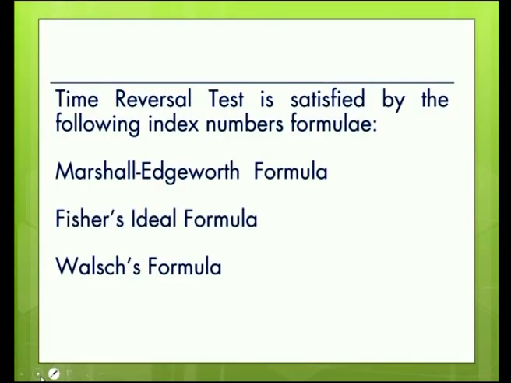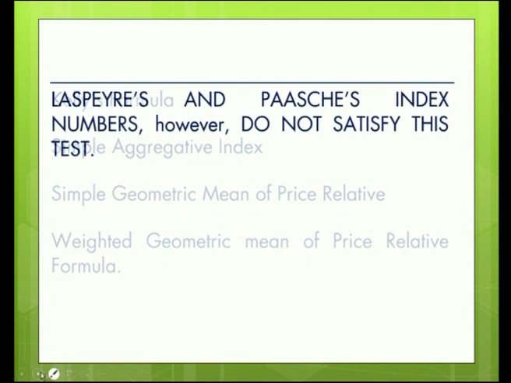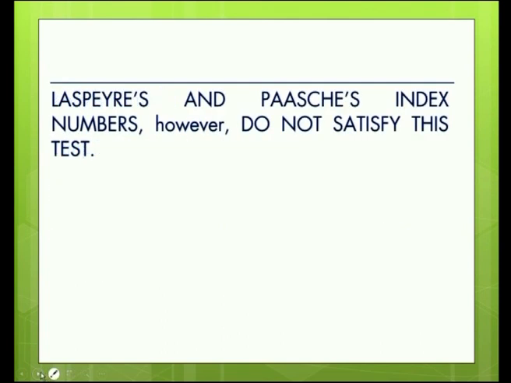Now, the time reversal test is satisfied by the following index number formulae, that is Marshall Edgeworth formula, Fisher's ideal formula, Walsh formula, Kelly's formula, simple aggregative index formula, simple geometric mean of price relatives formula, weighted geometric mean of price relatives formula. But the most used Laspeyres and Paasche index numbers, however, do not satisfy this test.